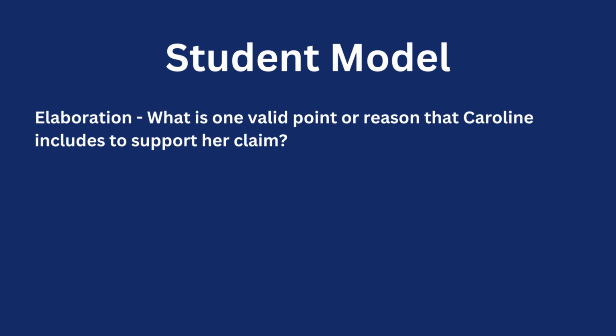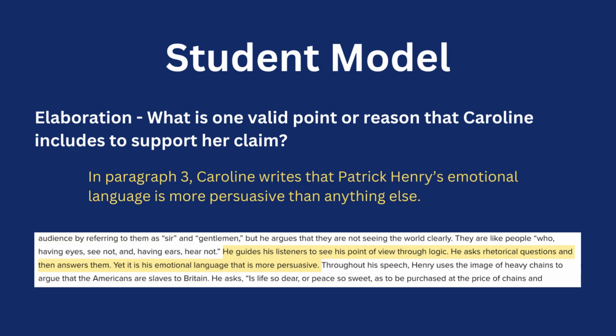Next, let's look at elaboration. What is one valid point or reason that Caroline includes to support her claim? Caroline gives many valid points or reasons throughout her essay. One example can be found in paragraph 3, where Caroline writes that Patrick Henry's emotional language is more persuasive than anything else. This is a strong reason, and she backs it up with evidence.